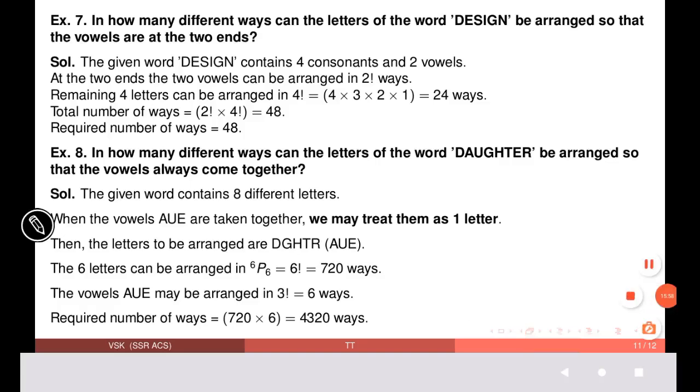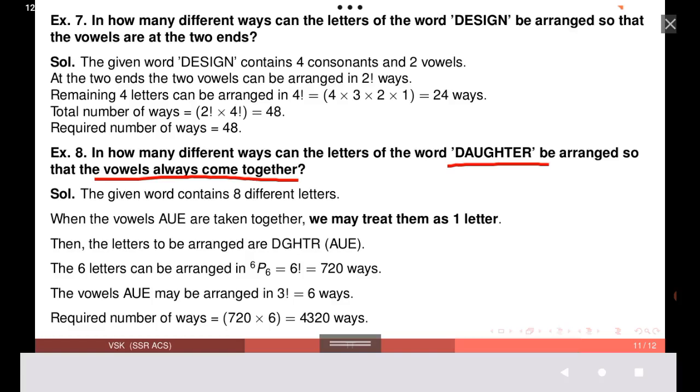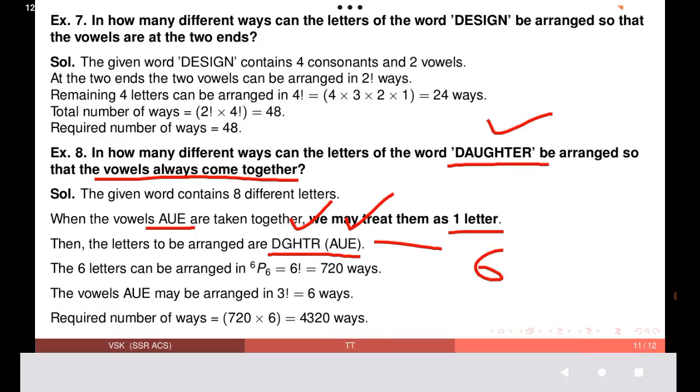Similarly, in how many ways can the word DAUGHTER be arranged so that the vowels always come together? So how many vowels are there? Here are three vowels, A, U and E. These will be considered at present as one letter. So of all these eight letters, we write them in this fashion: D, G, H, T, R, and A, U, E. So now it becomes six letters. One, two, three, four, five, and we are treating this as a single letter. So these six letters can be arranged by factorial six ways.